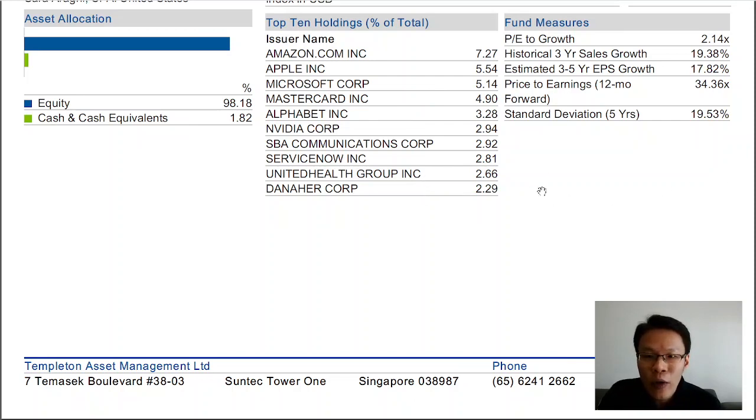Okay, so for a total of 88 issuers, the top 10 is usually shown to let investors have a better idea on how much the allocation is. So for example, Amazon at 7.27% weightage. Fund measures. So all these are statistical data that you can see: PE to growth, historical 3-year sales growth, 3 to 5 years earnings per share growth, so on and so forth. Okay. More details will be shared in the second page of the fact sheet itself if you want to read up more on that.